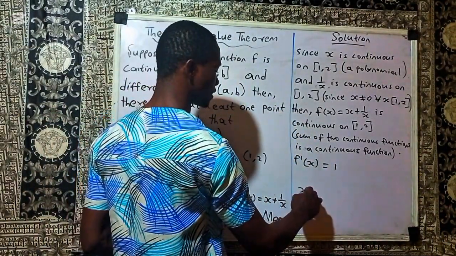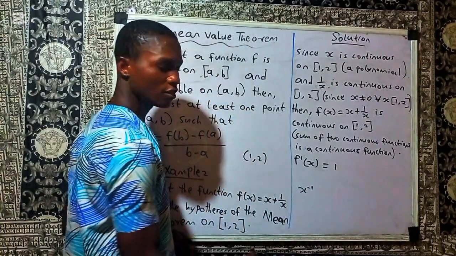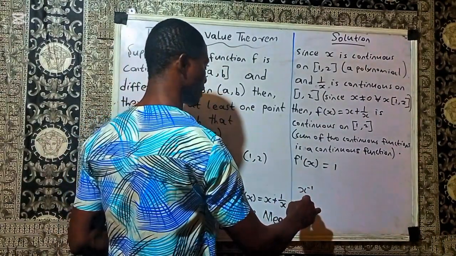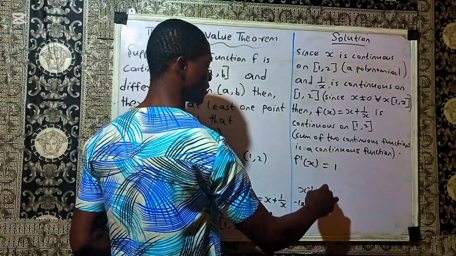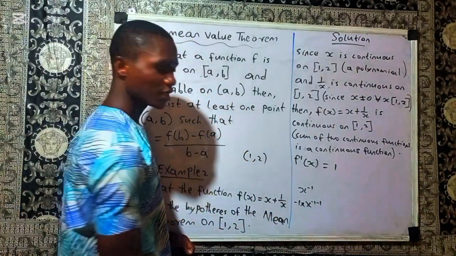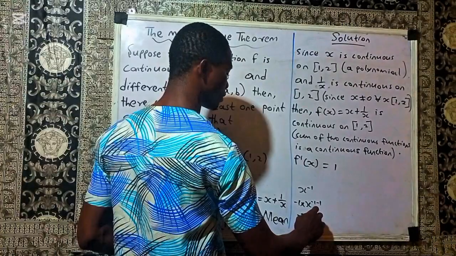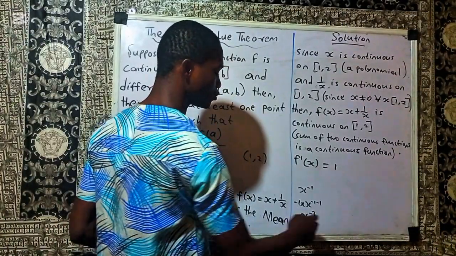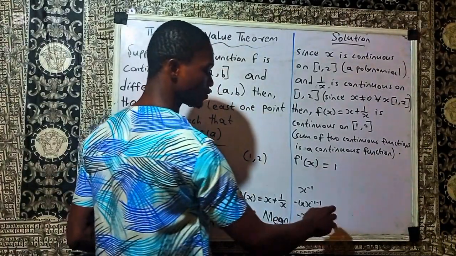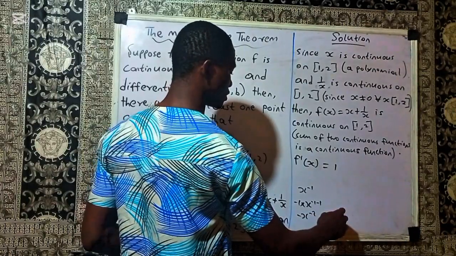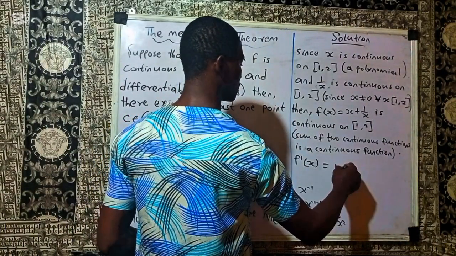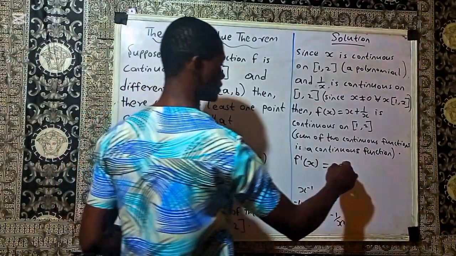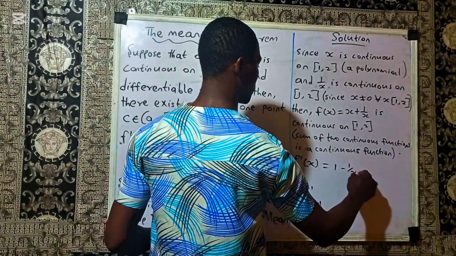1 over x is written as x raised to power negative 1. Of course, we bring down the power, negative 1 times x raised to power negative 1. Remove 1 from the power. So you have negative x raised to power negative 2, which you can use indices to return to fraction form. So this will be negative 1 over x squared. So the derivative of 1 over x is negative 1 over x squared.